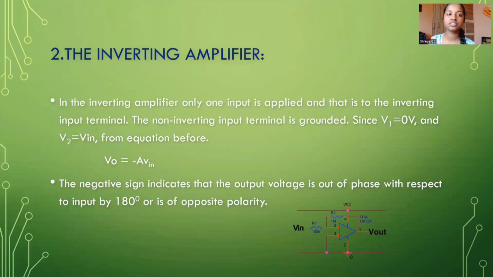And the second one is the inverting amplifier. In the inverting amplifier, only one input is applied, and that is to the inverting input terminal. The non-inverting input terminal is grounded, so V1 equals 0 V and V2 equals Vin. From the equation before, VO equals minus A Vin. The negative sign indicates that the output voltage is out of phase with respect to the input by 180 degrees, or is of opposite polarity.